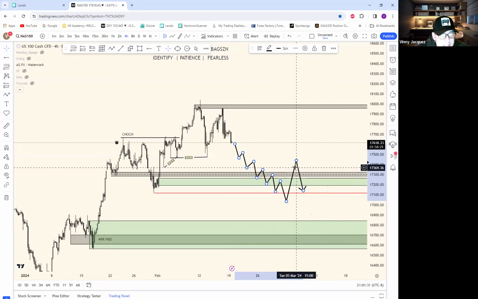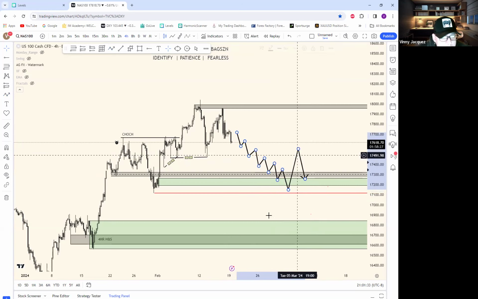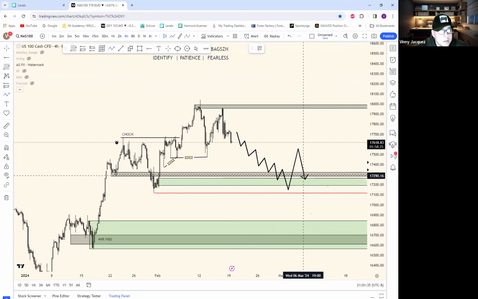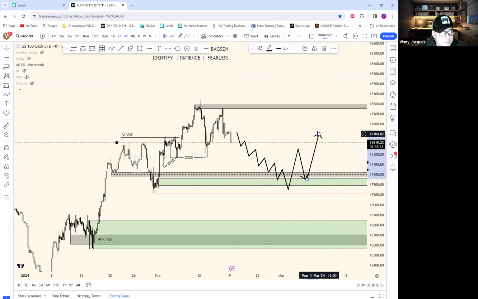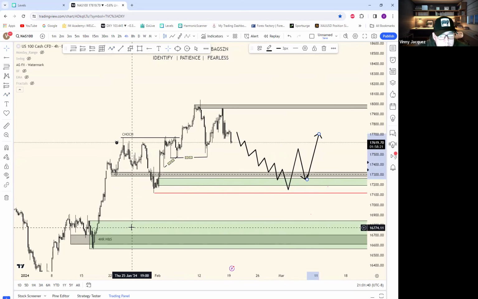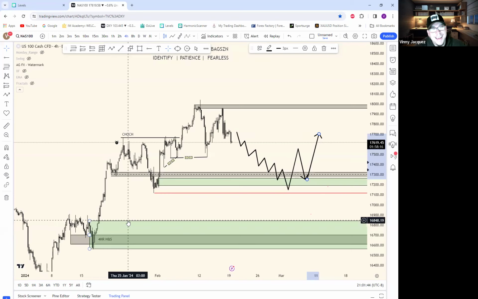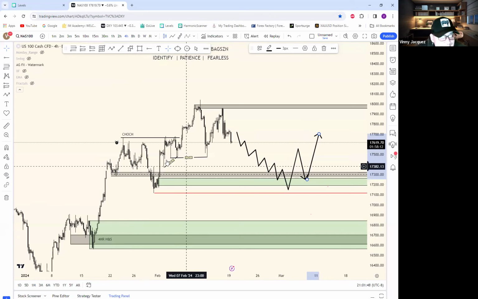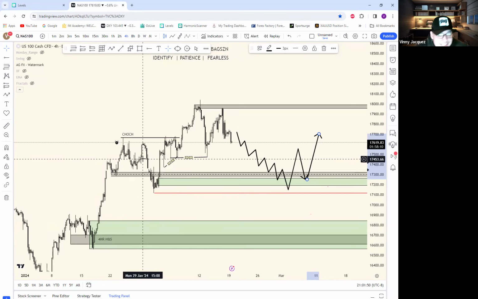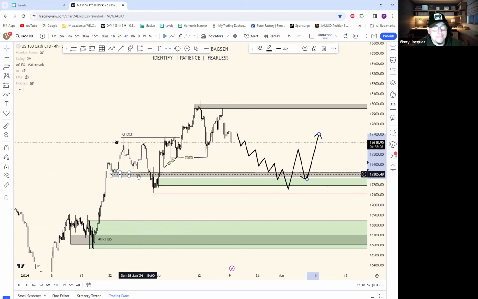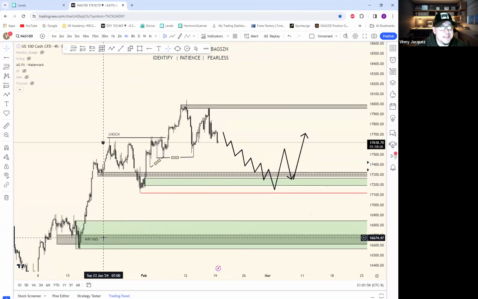I do like this setup. I would not mind if we can get something like this for NAS, right? But yeah, these are the two setups I'm looking at.